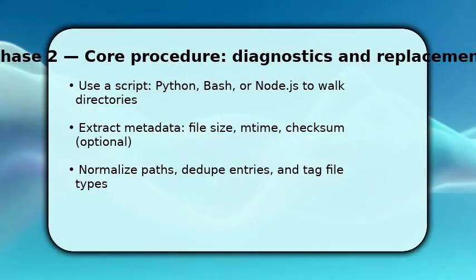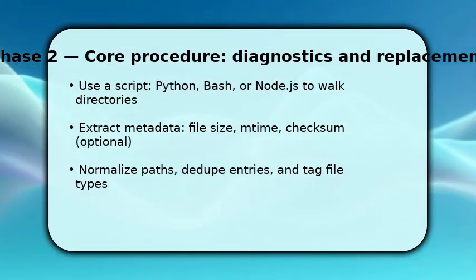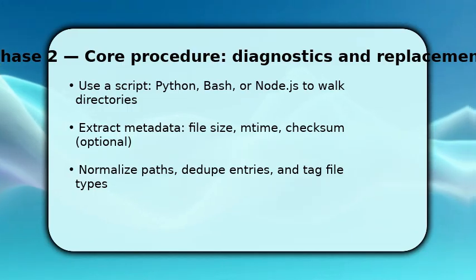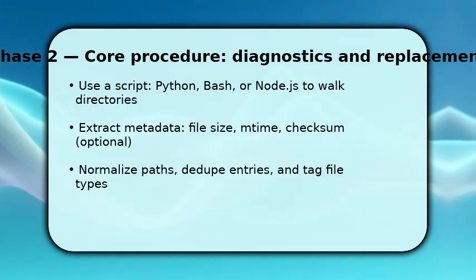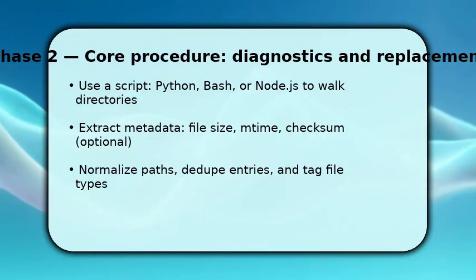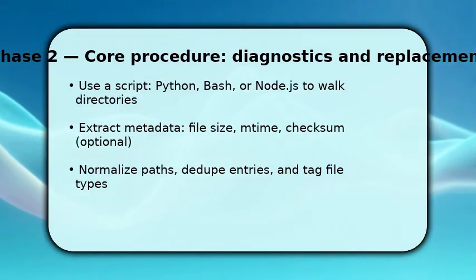Next, implement the core automation. You write a simple walker script in Python or Node.js that recursively scans directories and collects metadata. Make it compute size and last modified time. Optionally add a checksum for integrity.